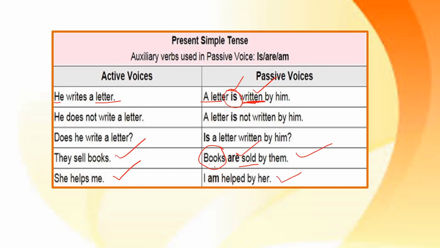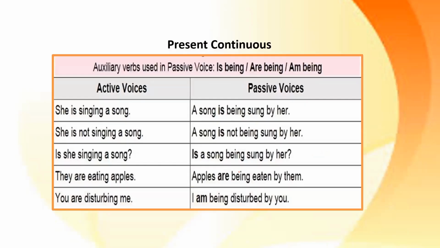If you keenly observe all the four rules, you could clearly see here. The subject will become the object, the object will become the subject, and there will be a helping verb, and the main verb in the passive voice will always be in the past participle form. Now see the present continuous tense. And what is the helping verb that will be there in the passive voice? Is being.